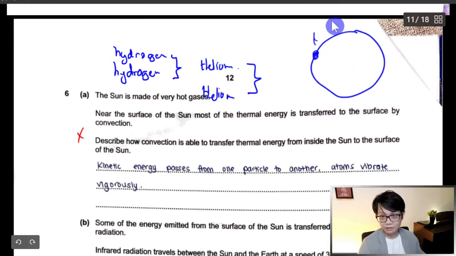La Nina, El Nino, the flood, or maybe the drought can be caused by the sun, due to sunspots and the, what is this called, the fire, prominence. Okay, prominence. So it depends.